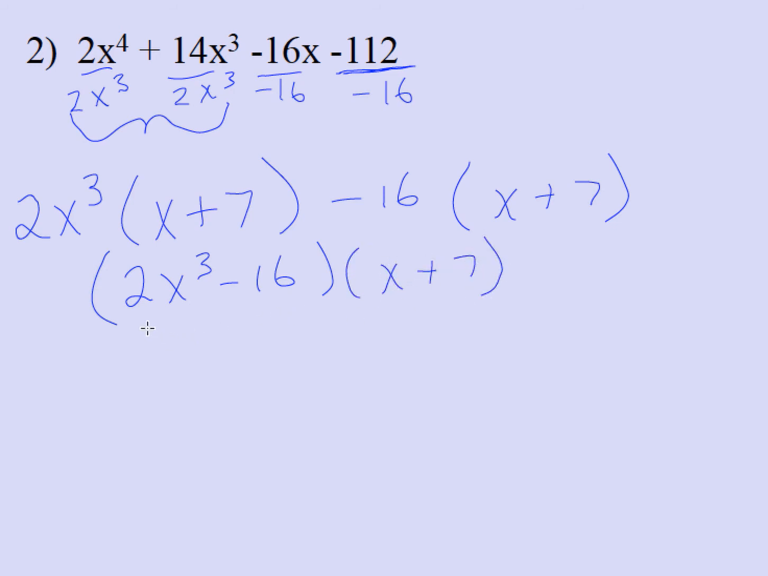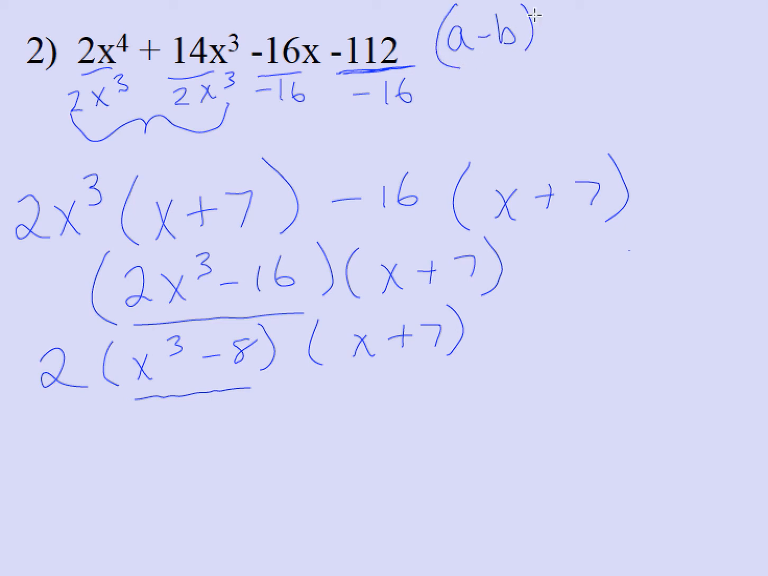And we want to see if anything can be factored any further. I can remove a 2. It's x cubed minus 8. Bring down the x plus 7. This jumps out at me as a difference of cubes. So our pattern is going to be a minus b, a squared plus ab plus b squared. Where in this case, a is equal to x, b is equal to 2.